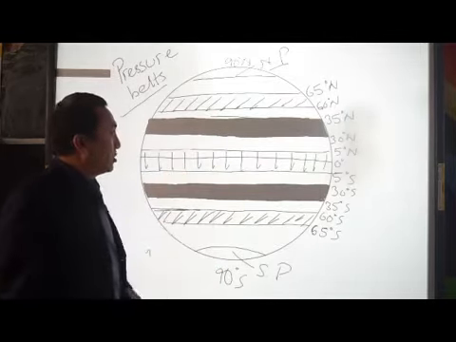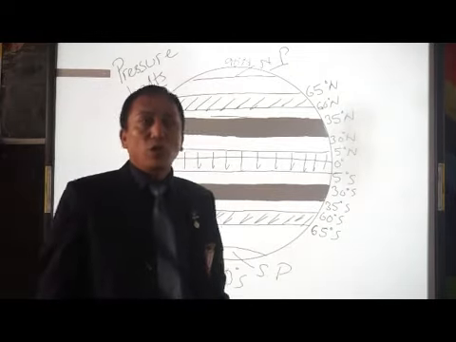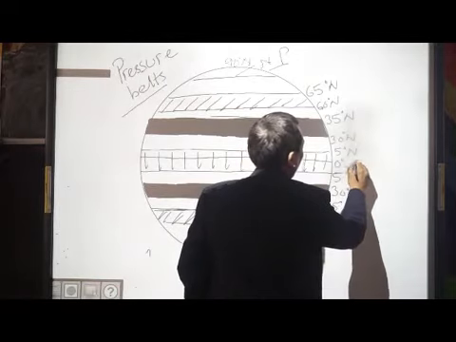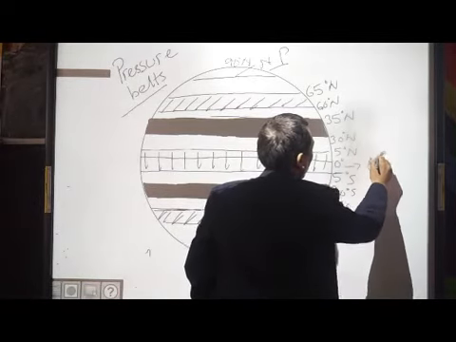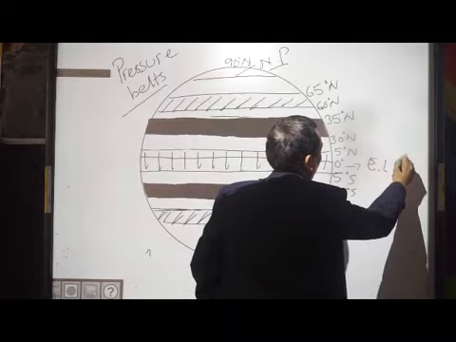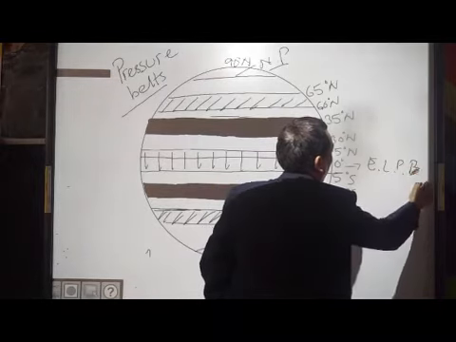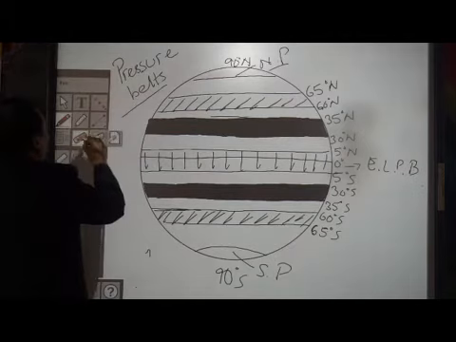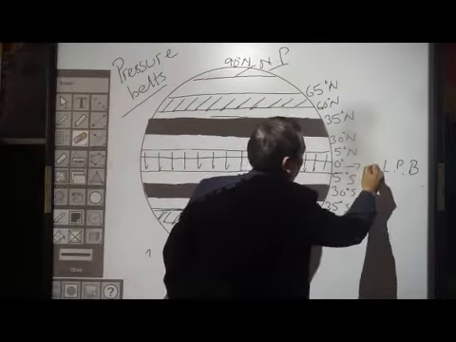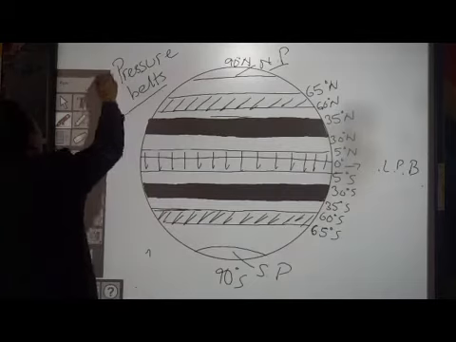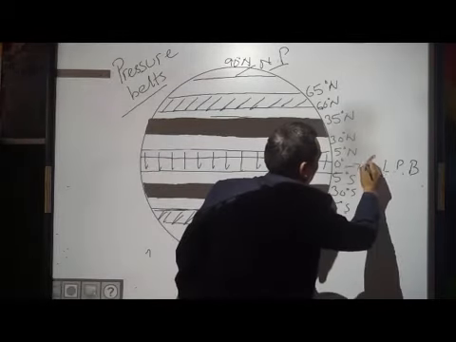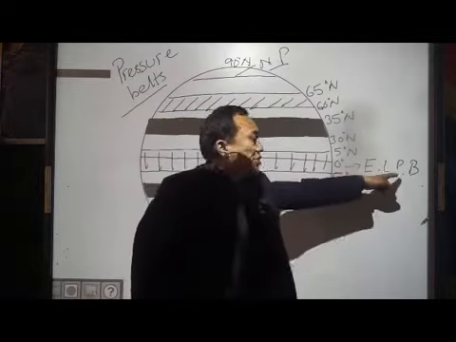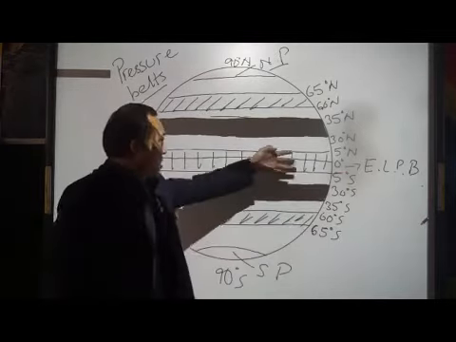Now the first one which we will do is the Equatorial Low Pressure Belt. See this one here? Equatorial Low Pressure, I'm going to write in short form. Okay? Equatorial Low Pressure Belt. That means it's found in the equator.